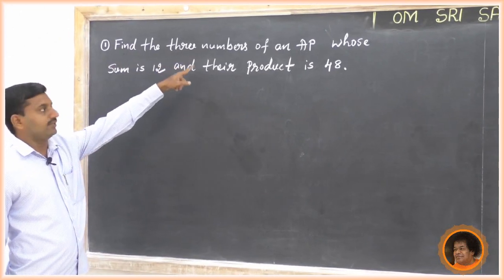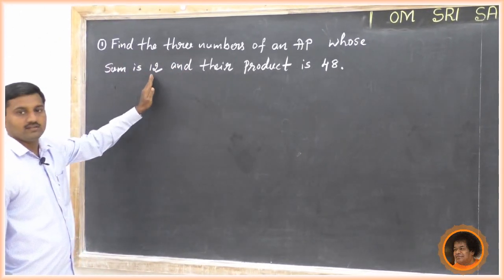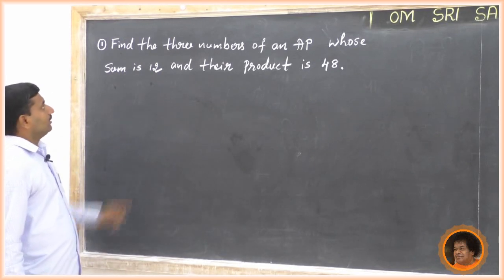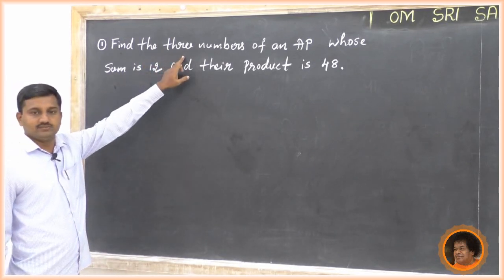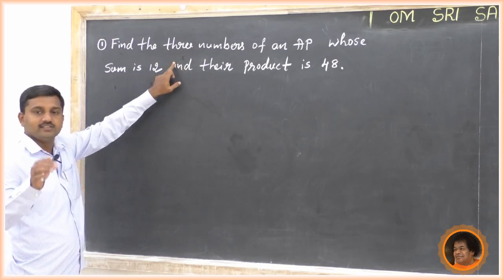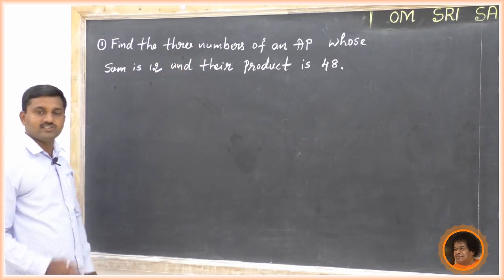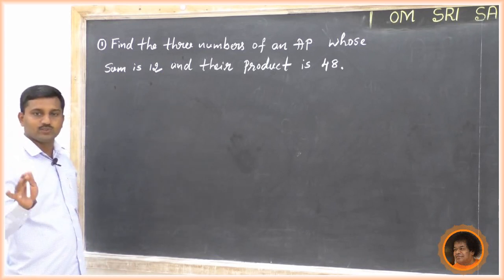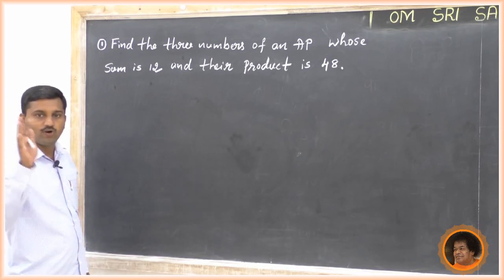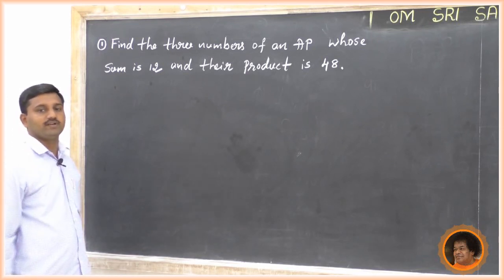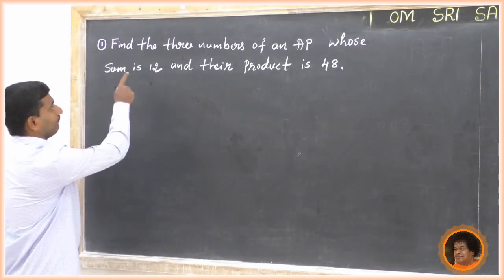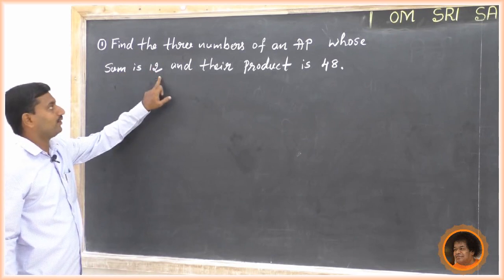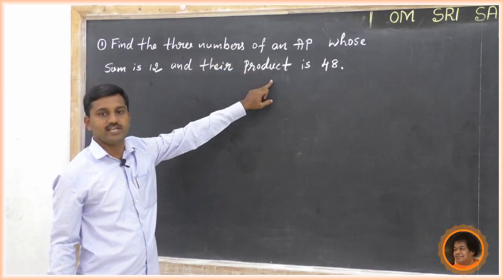So let us consider one example of an application type question. Find the 3 numbers of an AP whose sum is 12 and their product is 48. Find the 3 numbers. You already studied the general form of an AP. What is the general form of an AP? a, a plus d, a plus 2d, and so on. So this is the general form of an AP. Find the 3 numbers of an AP whose sum is 12 and whose product is 48.